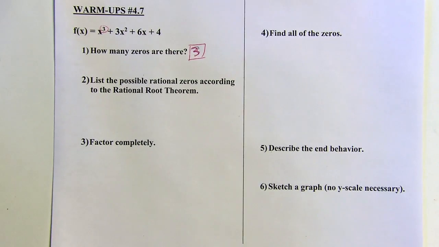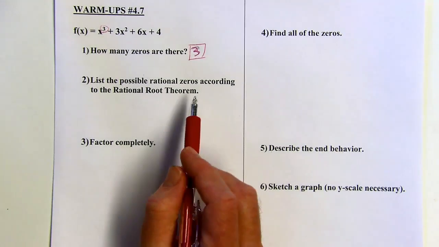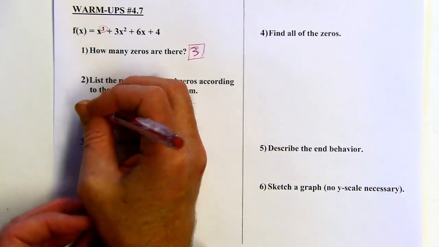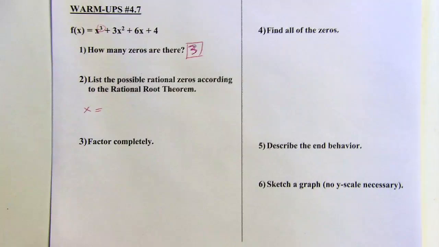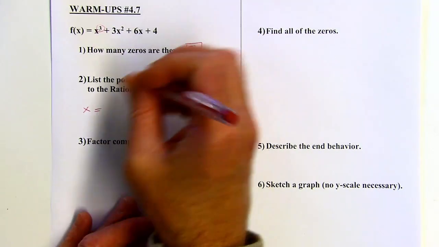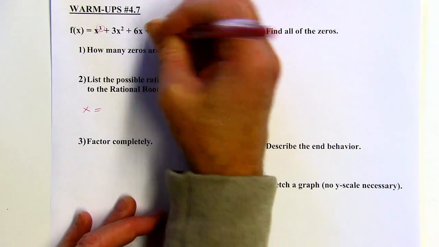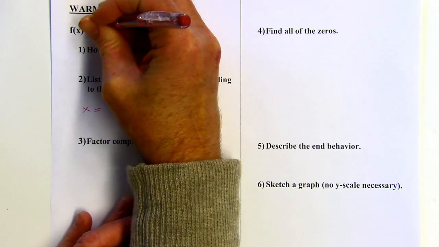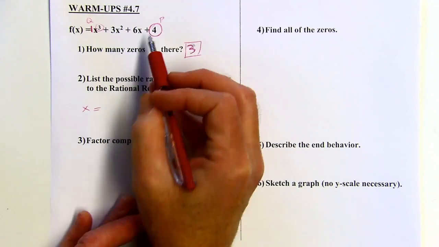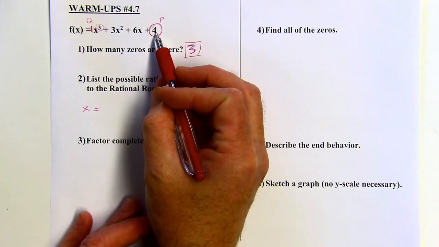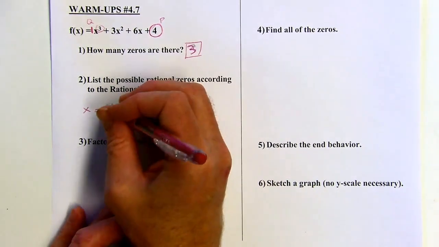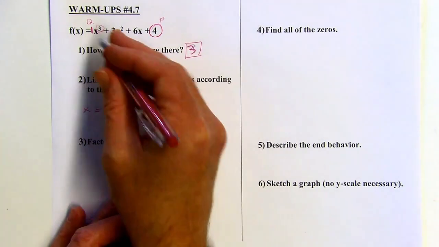All right, so let's list the possible rational zeros according to the rational root theorem. Well, the rational root theorem says that my possible rational roots are going to be the factors of this, which is my p, over the factors of this, which is the q. All right, so my constant, that's the term without a variable. So I'm going to look at the factors of 4 over the factors of 1.